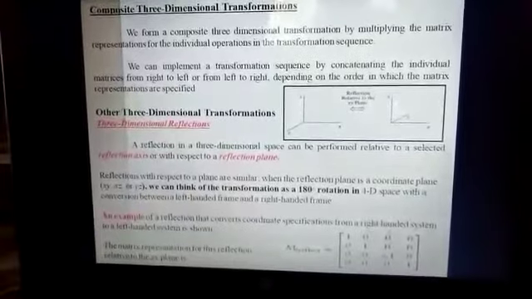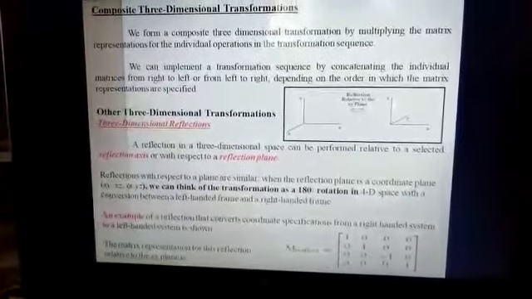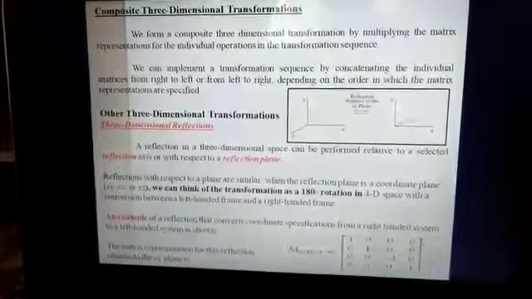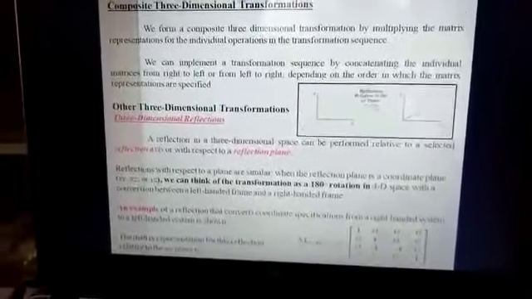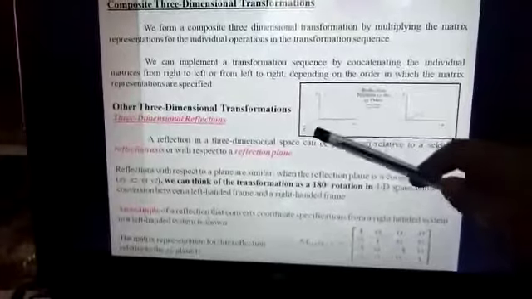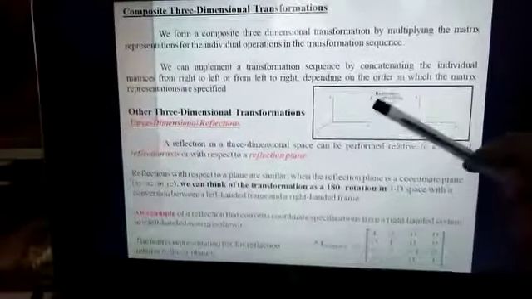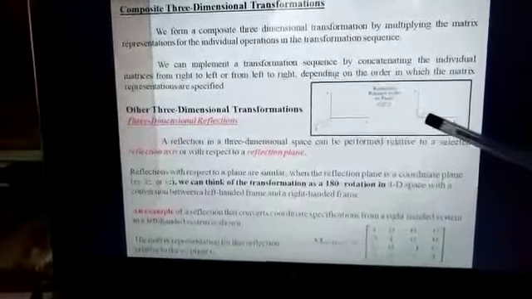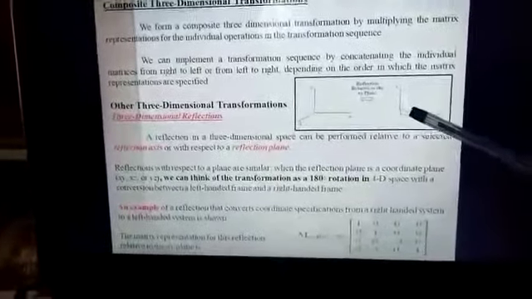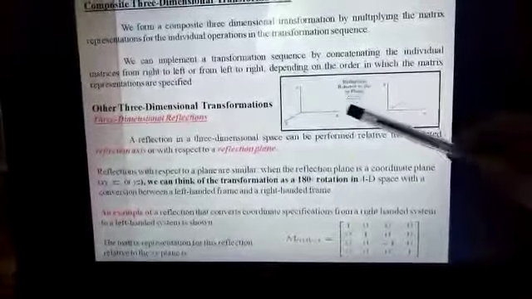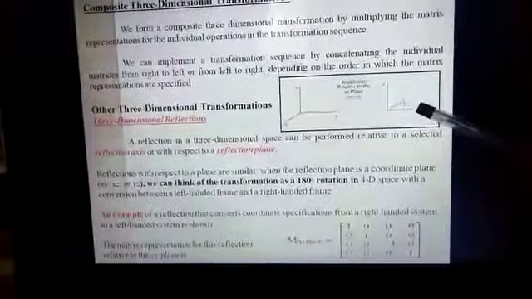A reflection in a 3D space can be performed relative to a selected reflection axis or with respect to a reflection plane. So you can see here we have the x coordinate, y coordinate and z coordinate, or you can name them as axes. So we can reflect relative to the xy plane only in this. So this could be reflected like this.